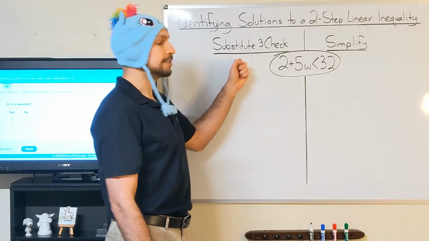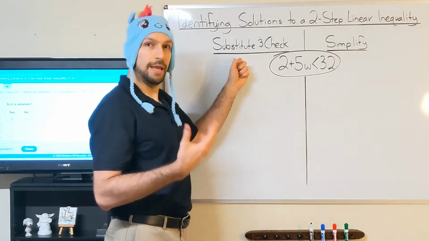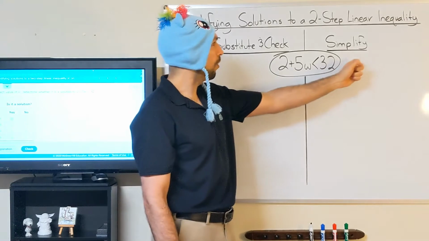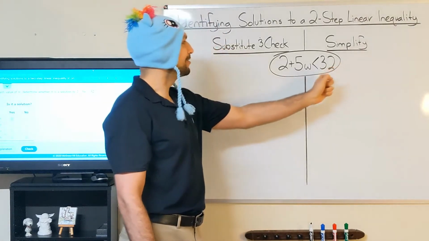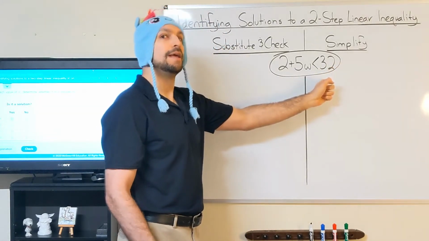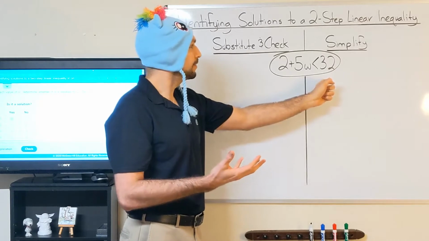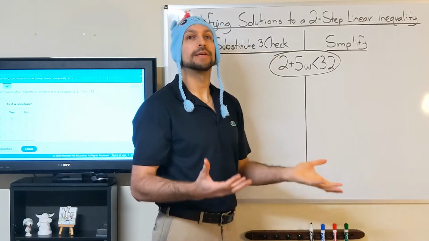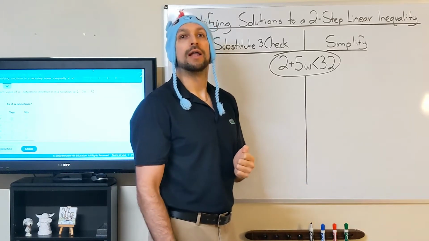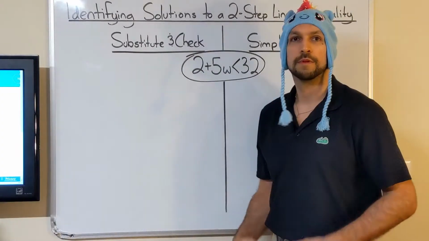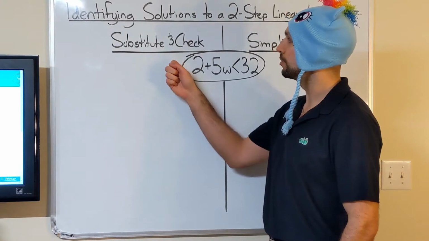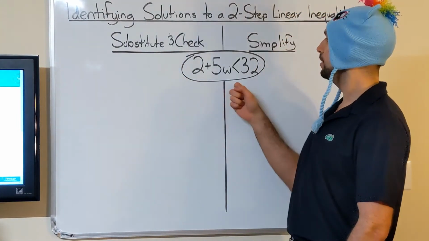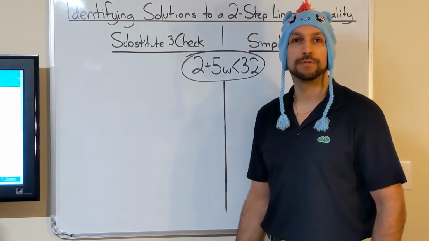We can either substitute all of those inputs they give us into the inequality and see if they're true, or what I would recommend is we could simplify this inequality. In other words, get all the variables by themselves and all the constants on the other side, and then it'll become very apparent whether or not each of those inputs works. Let's try both for our problem. First, we're going to use the substitute and check method. We're going to substitute all those values of w into this inequality and see which one of those are true.